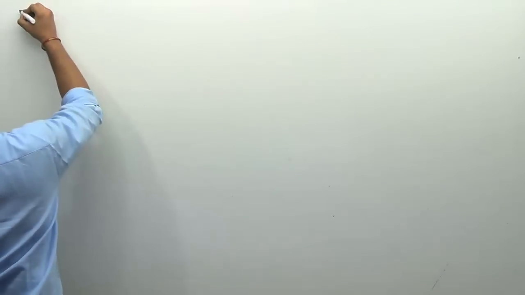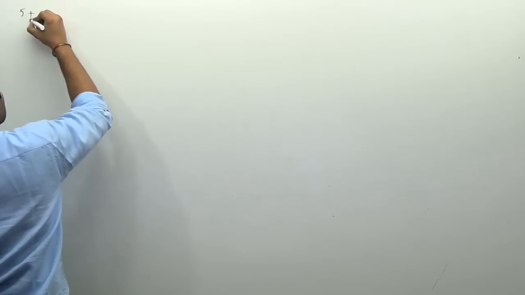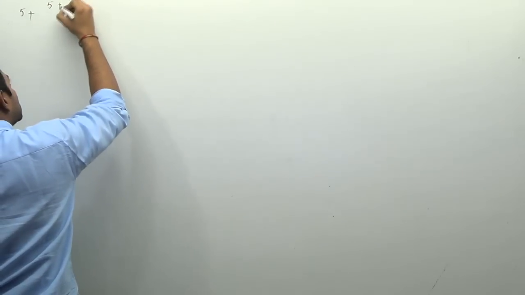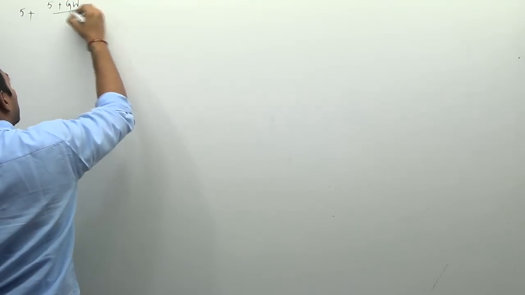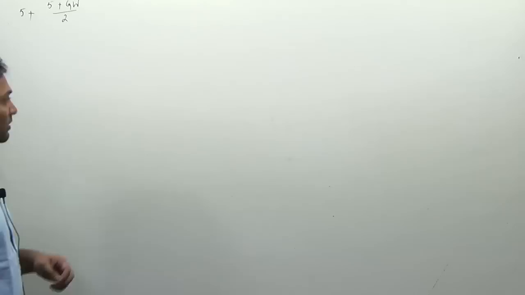It is considered reasonable to increase it by an amount equal to the average of book value. What is the book value? 5. So amount equal to the average of 5 and valuation made on 3 years purchase of super profits. Basically it should go something like this. So your goodwill should be 5 plus the goodwill you get value now divided by 2. This is what he is saying.